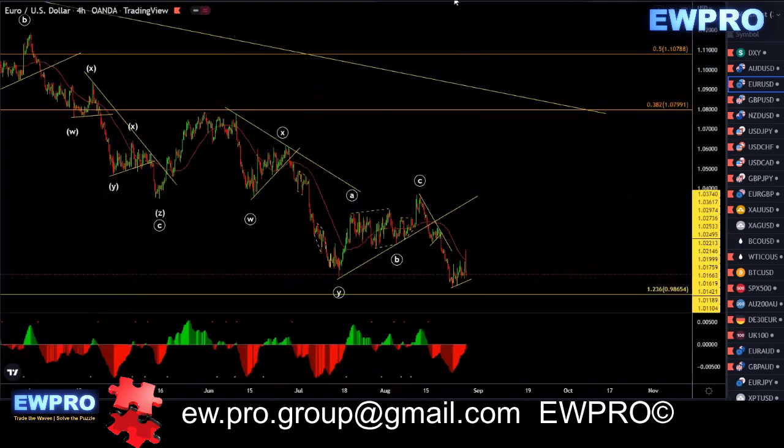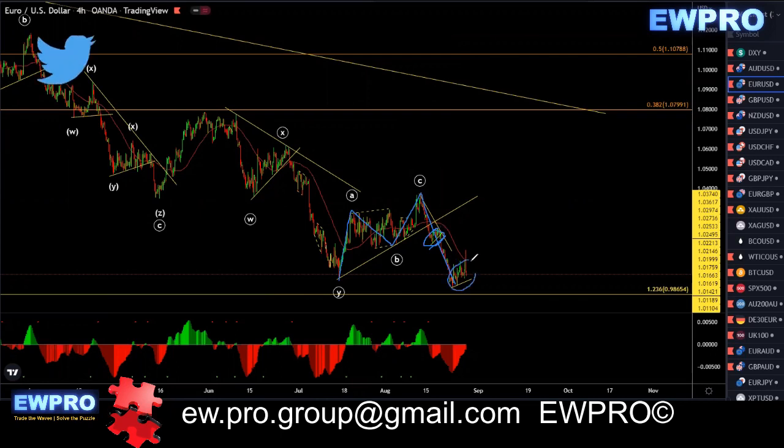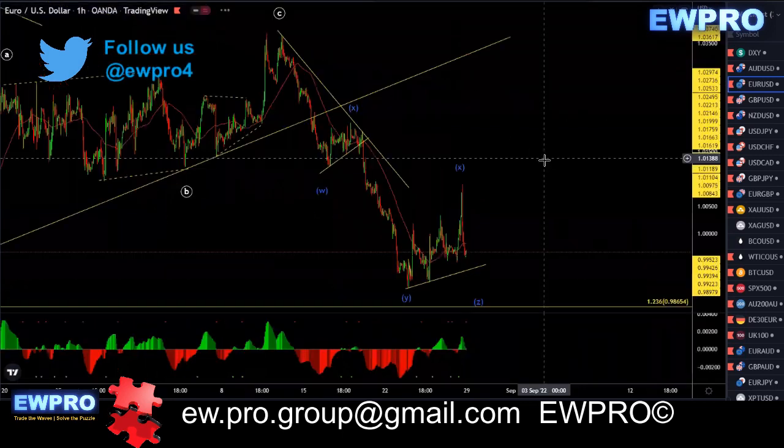H4, we got that A, B, C. There's a larger correction and we got the breakout. We did have a breakout in here, and this is the one trade that you really needed to take. You are getting another bearish setup in here. We'll have a look on the H1.